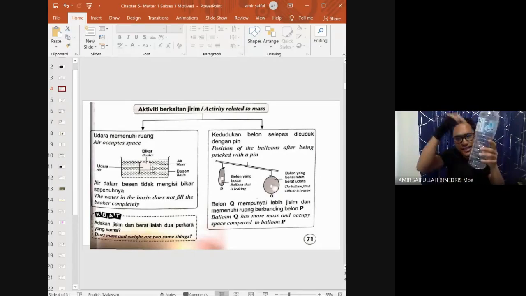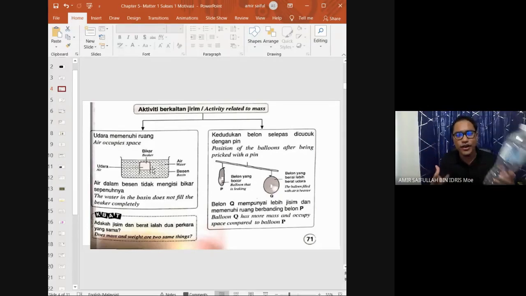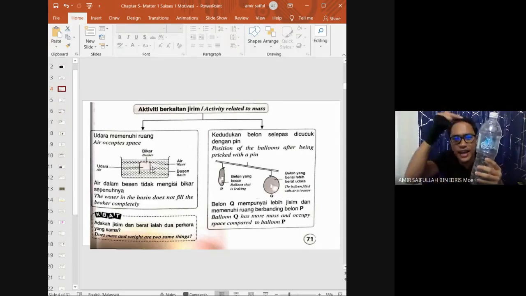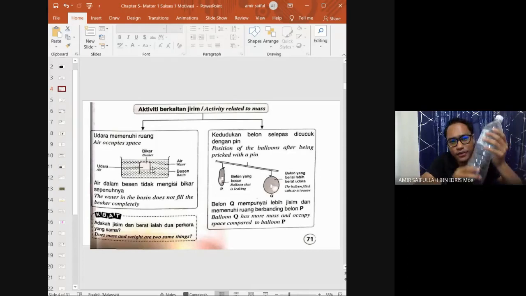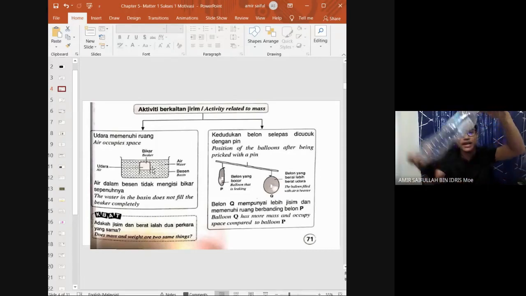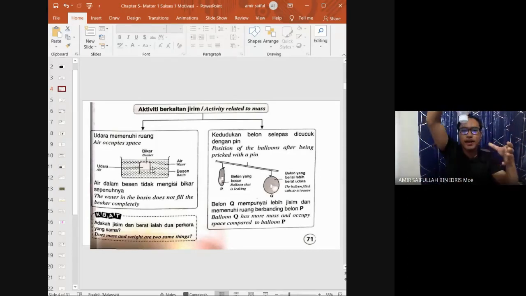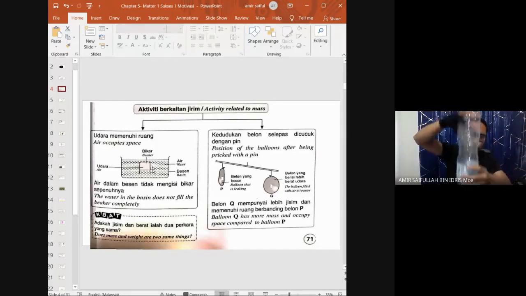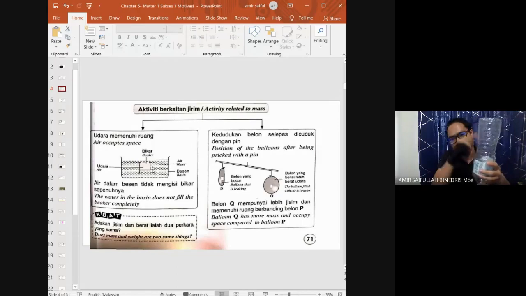Yes, correct. Because inside here there is actually plenty of air, which I cannot see. But the air is occupying the empty space inside the bottle. So there is air in here. That's why I cannot press it. So when I turn it upside down and I want to insert it into a basin of water, I cannot push the bottle inside because there is air inside here. So that's why water doesn't want to come in.